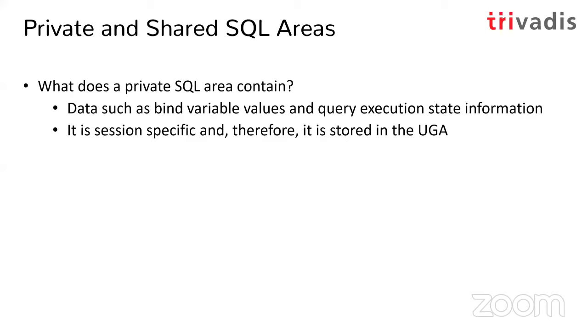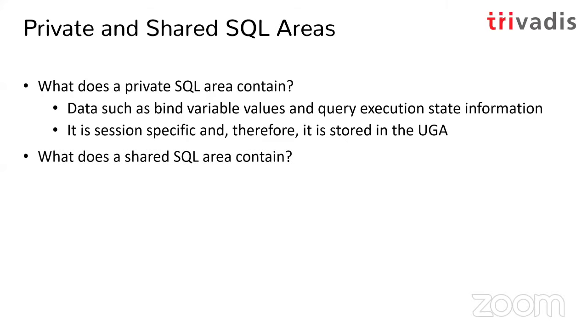It's the cursor being open, I already started fetching data, and so on. So all state-related information is there, and it is private. And since it is private and session-specific, it is stored in what Oracle calls the UGA, which is specific to one single user, or better, not user, but one specific connection to the database.